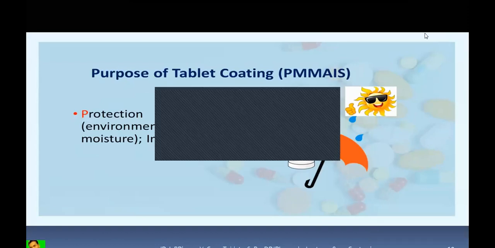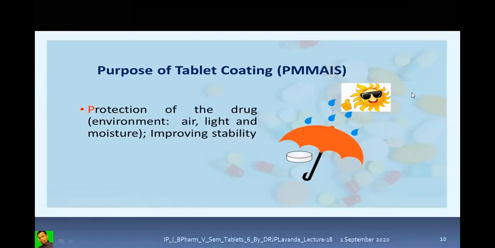Now, in order to summarize these processes, the coating reasons can be memorized in the form of this abbreviation: PMMAIS. Now, what is the meaning of this PMMAIS? This is protection, this is masking, this is modifying, this is alteration, this is identification, and this is strength.